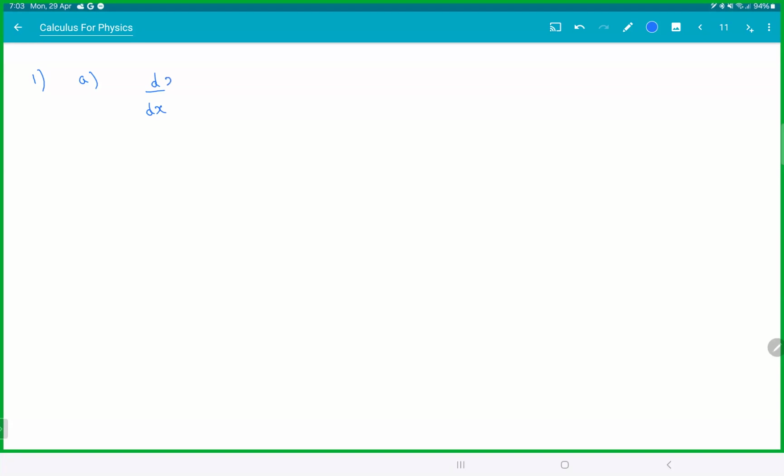So d by dx of x power 3 by 2. Get this? d by dx of root x. d by dx of 1 by root x. d by dx of 1 by x cubed. Yeah, let's get them.